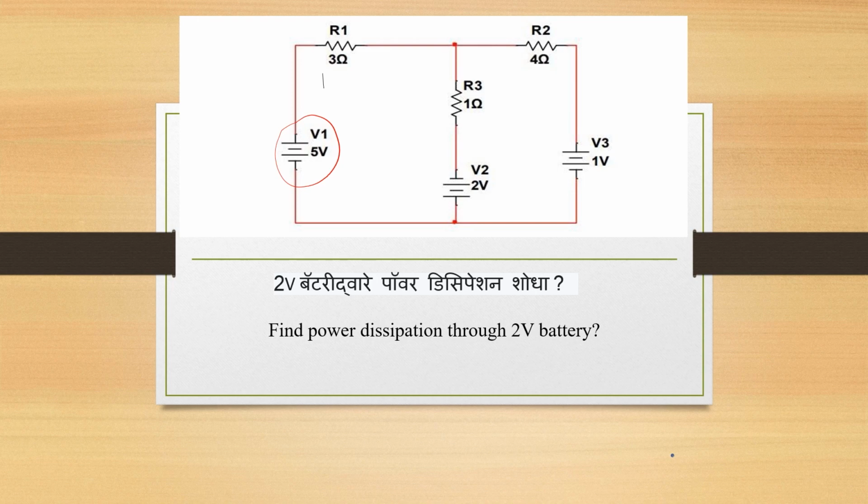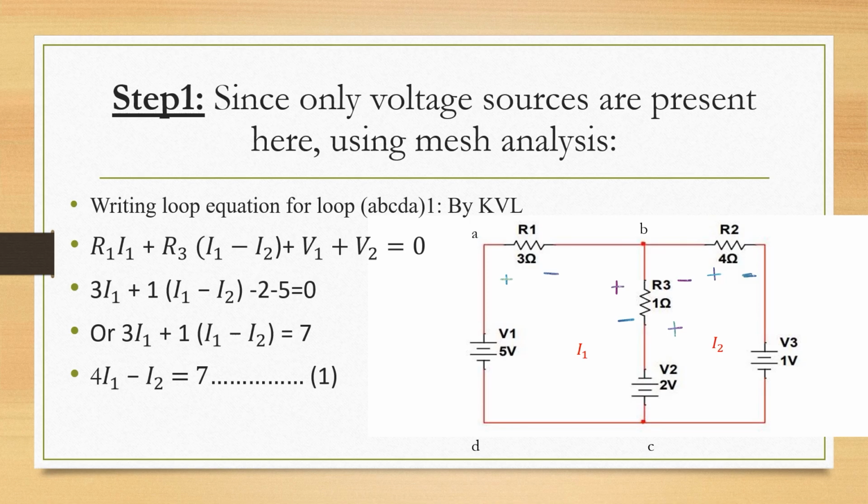Then summarize which theorem or law we can use to find power dissipation through the 2-volt battery. We are using here 2 loop currents. Direction is shown in the circuit. In this numerical, simply using mesh analysis or writing loop equations, we can find the answer. We know that the summation of voltages in a loop is equal to 0. For mesh analysis, consider only voltage sources and redraw the circuit.